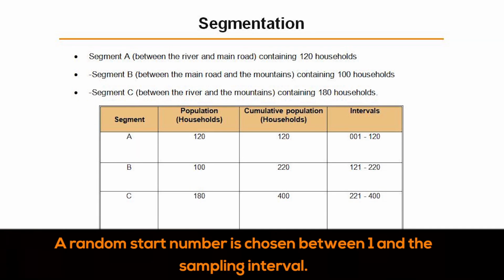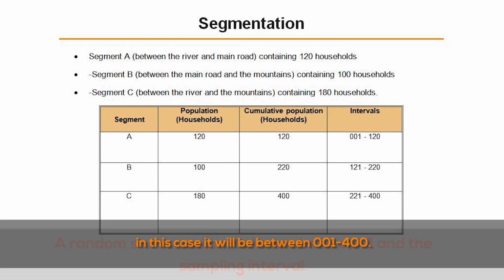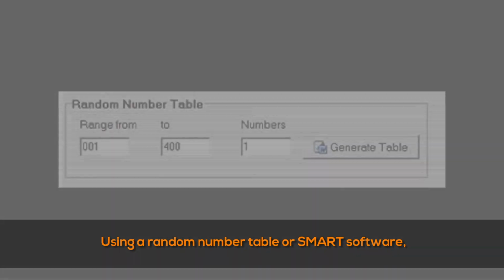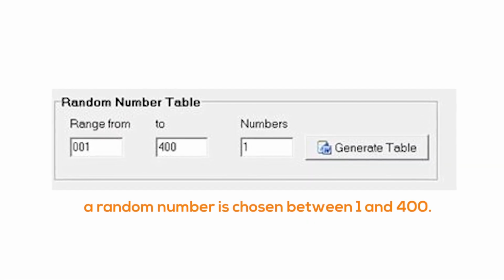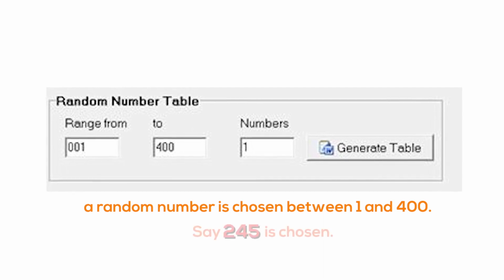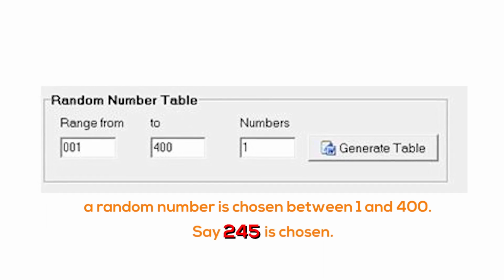A random start number is chosen between 1 and the sampling interval. In this case, it will be between 1 and 400. Using a random number table or smart software, a random number is chosen between 1 and 400. Say 245 is chosen.